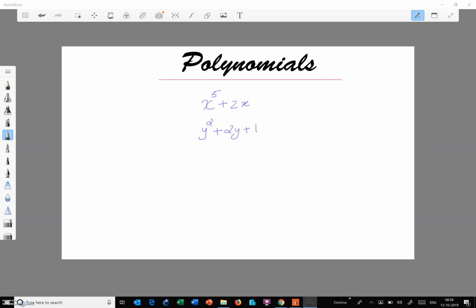Today we're going to discuss polynomials and their associated operations. So let's consider these two mathematical expressions. Now if you take the first statement, you could see that it involves multiple terms. You have an x raised to 5 term, you have a 2x term, you have a y square term. In the next statement, you have a 2y term, followed by a constant.